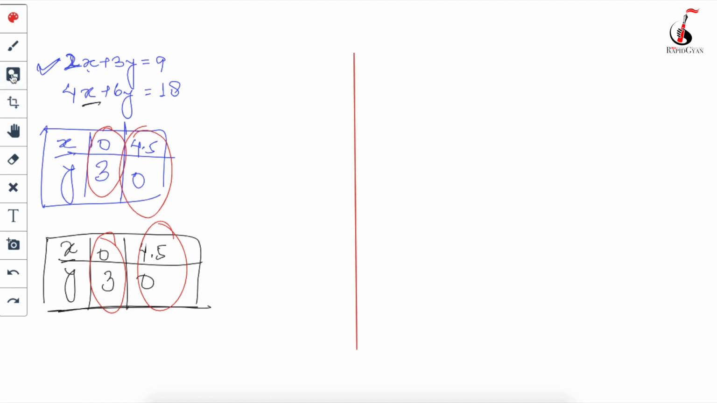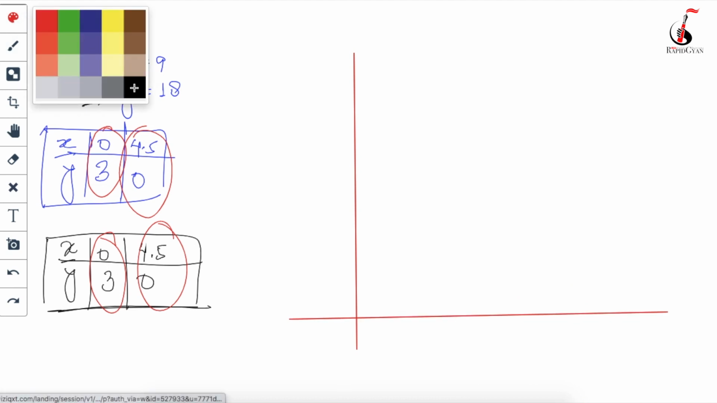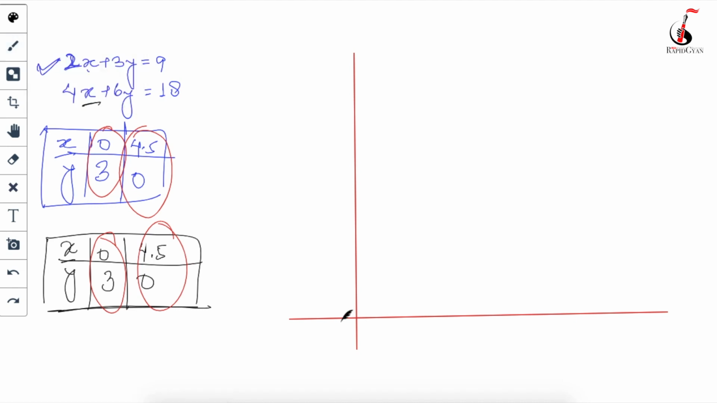Here is your y-axis and I will draw the x-axis. So here is your x-axis. First point is your 0 comma 3. So I am going to plot, this is your 0 and y is 3. So I will check 1 2 3. So this point is your 0 comma 3, correct? Now next point is 4.5 comma 0. So 1 2 3 4 and this is 5, so here somewhere will be your 4.5 comma 0. So this point will be your 4.5 comma 0, correct?